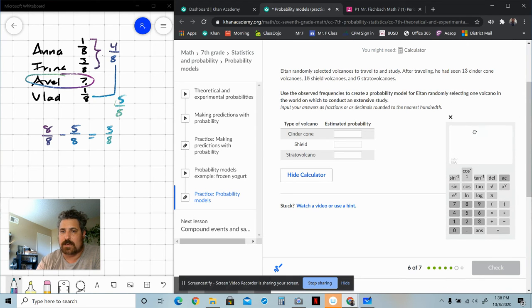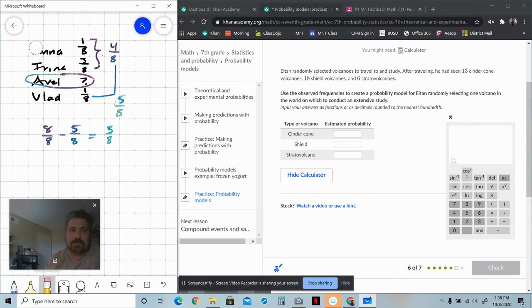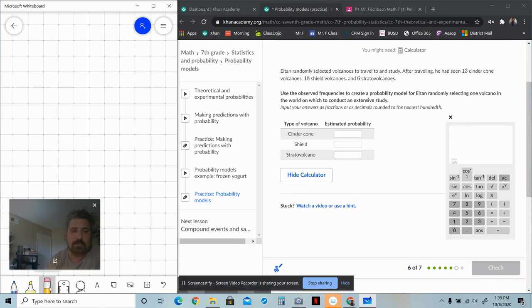And then the next one says, Eaton randomly selected volcanoes to travel to and study. After traveling, he had 13 cinder cone volcanoes, 18 shield volcanoes, and 6 stratovolcanoes. Use the observed frequencies to create a probability model for if he randomly selected one volcano in the world on which to conduct an extensive study. Okay, so basically, if these are all the different volcanoes that he's chosen in the past, and he were to pick something in the future, how can we figure out what he might pick?